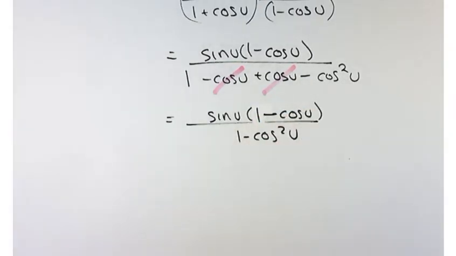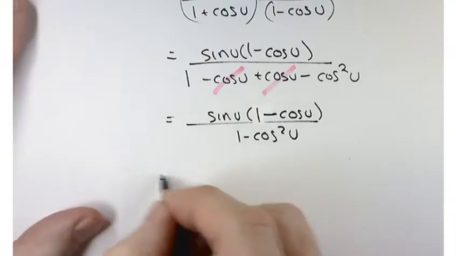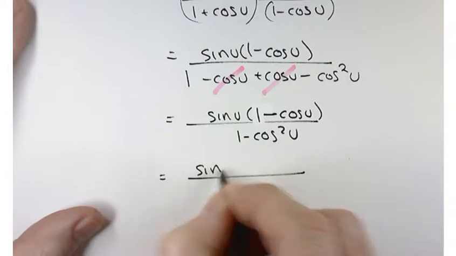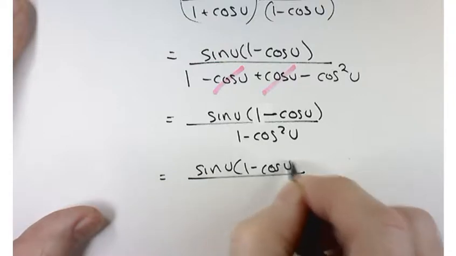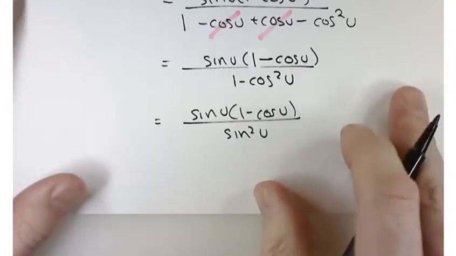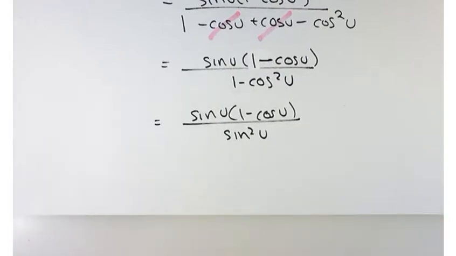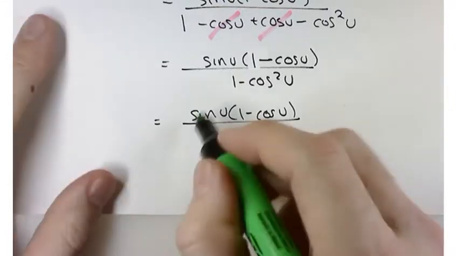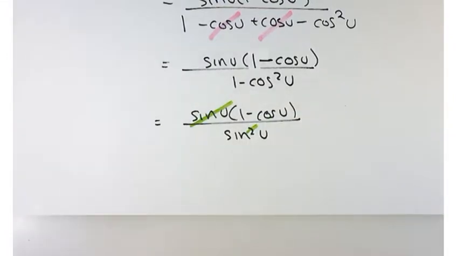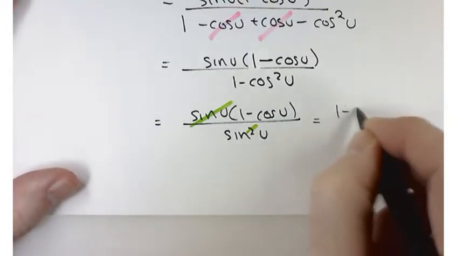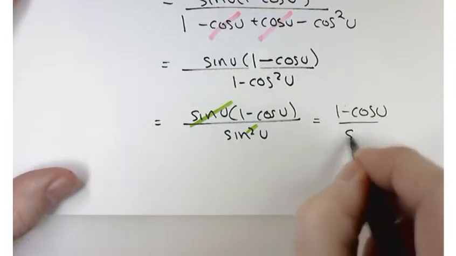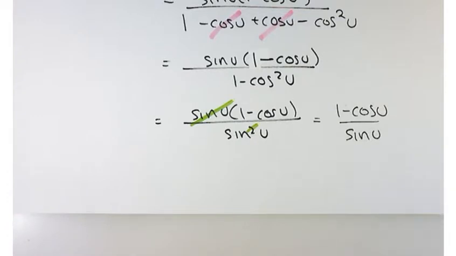Okay. Any ideas from here? So there's something we can do from here? Change the bottom? All right, good. What would the bottom equal? All right, so sine squared of u. Sine of u times 1 minus cosine of u, over sine squared of u. And that's pretty nice because we get a little cancellation here, right? One of those disappears. Now what I'm left with is 1 minus cosine of u over sine of u. And I think I'm looking pretty close here at this point.